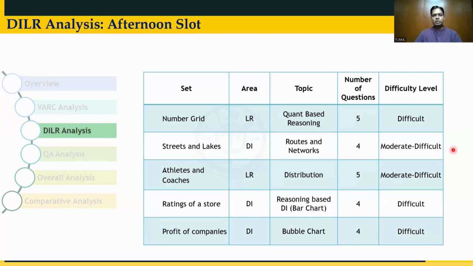It had a small bar chart followed by some pieces of information. But this was a DI set, but a lot of reasoning was involved, quant-based reasoning, and it had 4 questions in it. And this set was a difficult set because it had a lot of data which had to be filled up in a grid. And how do you fill up the grid?